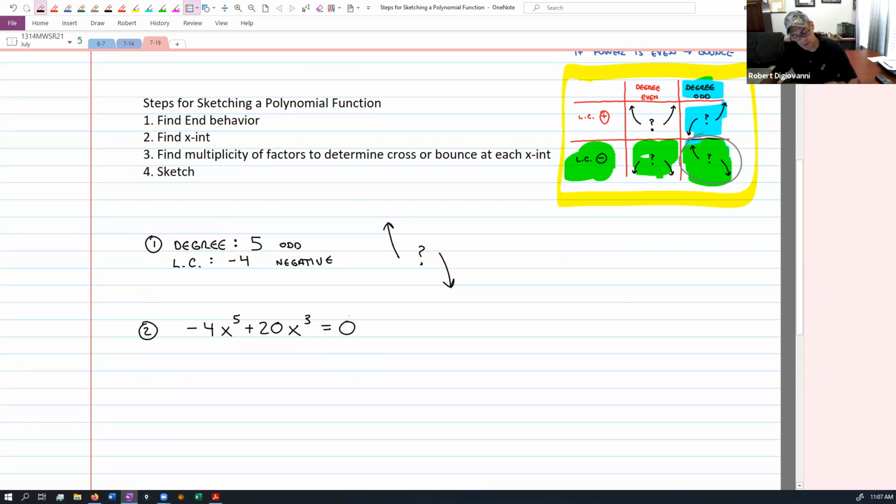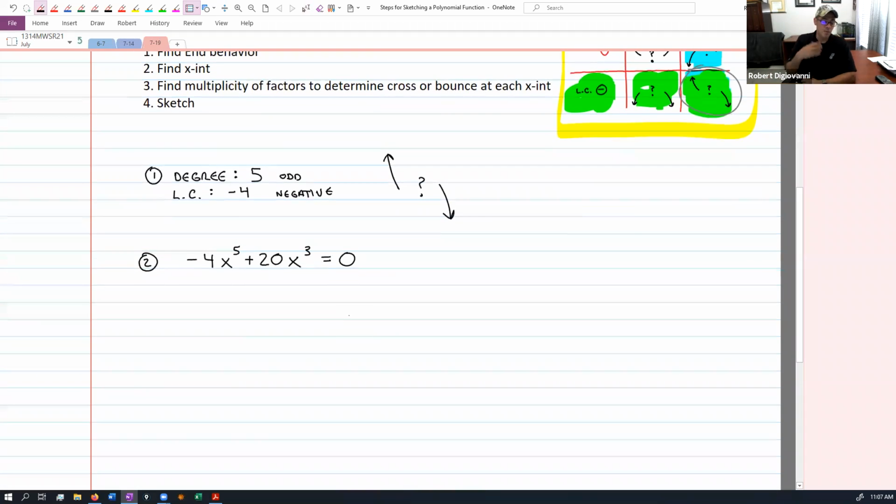Set that equal to 0. And then for this problem, we can factor a greatest common factor. This depends on you, but I'm going to pull out a 4 and an x cubed. I'm going to pull a -4x cubed out.